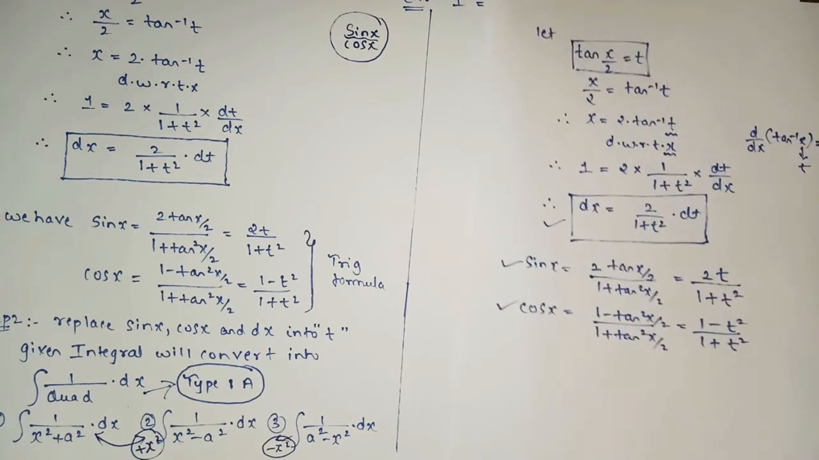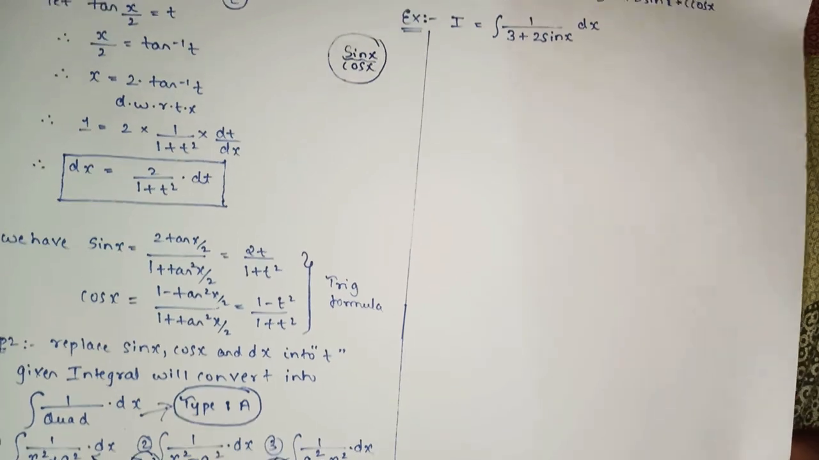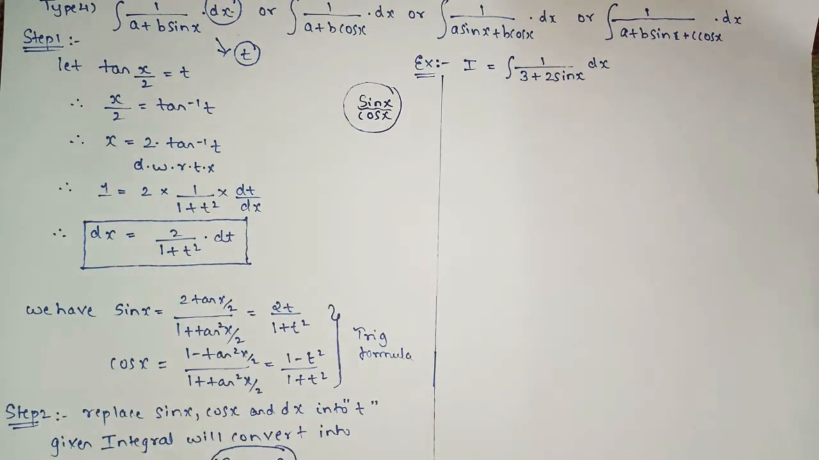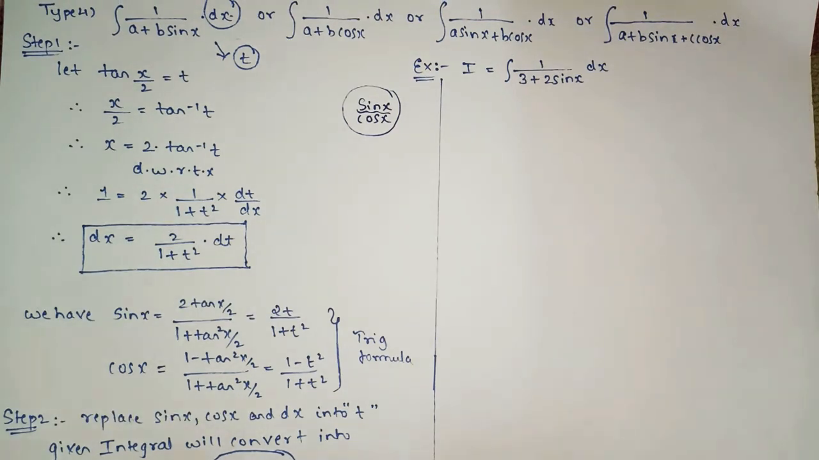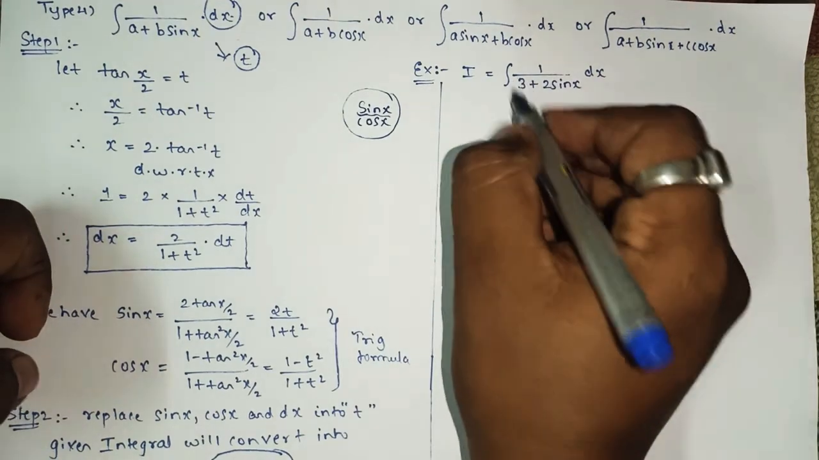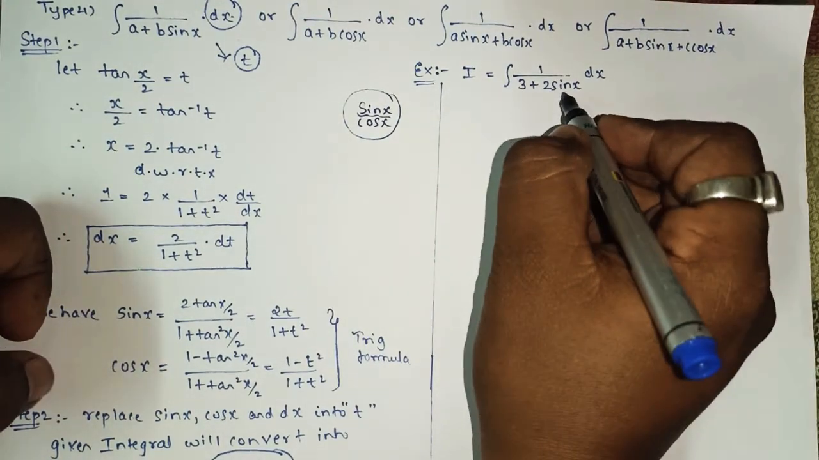So let's take one example based on type number 4, so then you will understand how to apply the steps, how to apply the format, and how to find the answer easily. Let's begin with the first example. Here we have integral 1 upon 3 plus 2 sin x.